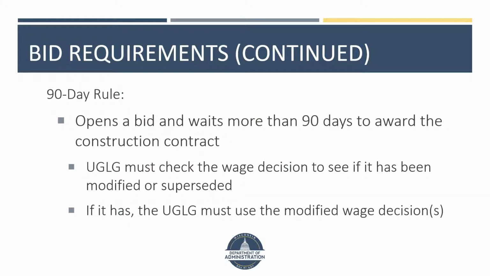If the UGLUG opens a bid and waits more than 90 days to award the construction contract, the UGLUG must check the wage decision to see if it has been modified or superseded. If it has, the UGLUG must use the modified wage decisions for the CDBG project. This only applies if bids are opened but a contract is not awarded within 90 days of the bid opening. If the UGLUG waits 90 days or less to award a contract, then the wage decisions applicable at the time of bid opening apply to the CDBG project.